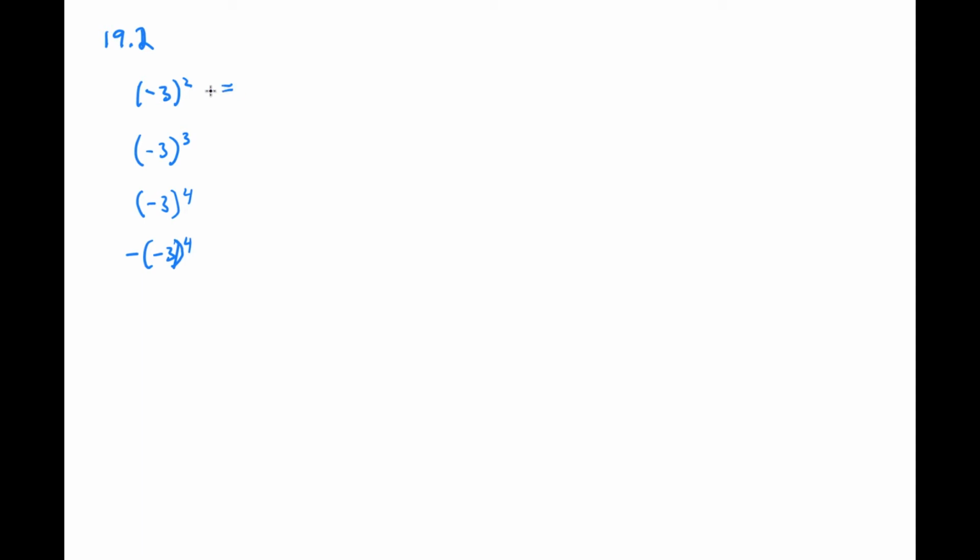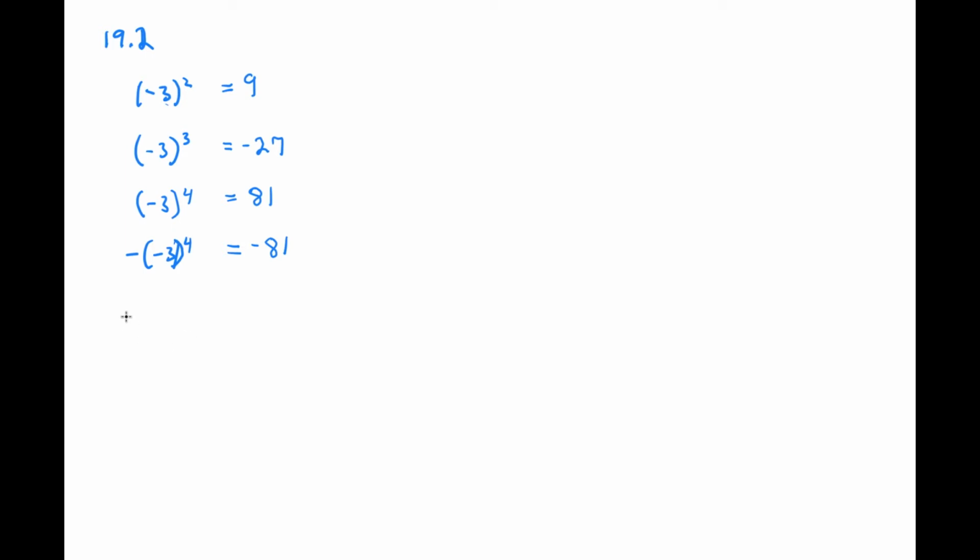So we know that this is negative 3 times negative 3, which is going to be positive 9. This is negative 3 times negative 3 times negative 3, which is going to be a negative 27 because there's an odd number of negative symbols. This is going to have an even number of negative symbols because we're using negative 3 4 times, so it's going to be a positive 81. However, when we get down here to negative 3 4 times, which is the same thing up here, it's asking us to make it a negative. So that'd be a negative 81.